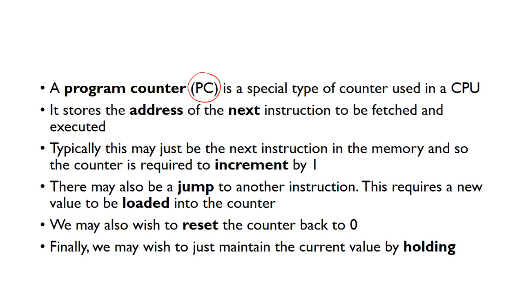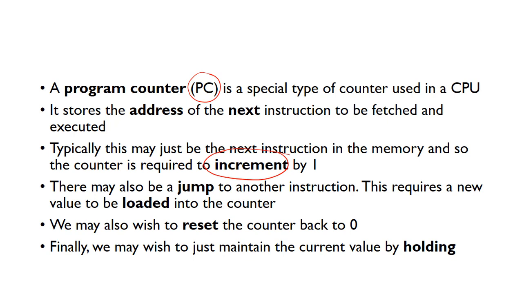Typically, this might just be the next instruction in memory, so computers can just execute these instructions sequentially. We might start on instruction 0, 1, 2, 3, 4, 5, 6 and so on. In this instance, we need to be able to get this counter to increment by a value of 1. We also want it to be able to jump to another instruction, because for example, if you're doing an if-else statement in C, if a particular condition is true, you might want to just execute the next instruction in line, but if it's false, you might want to jump to a different instruction.